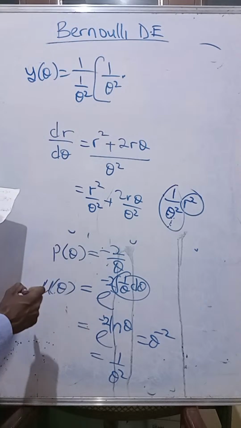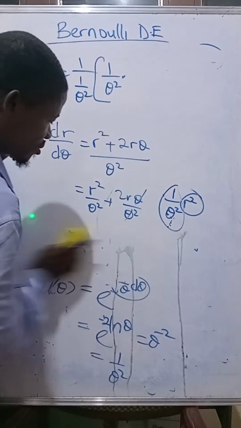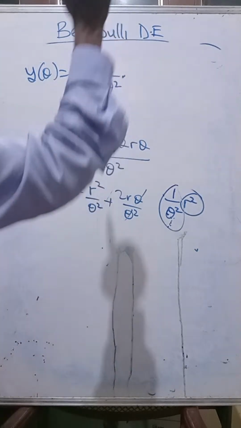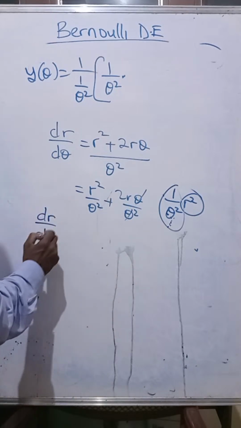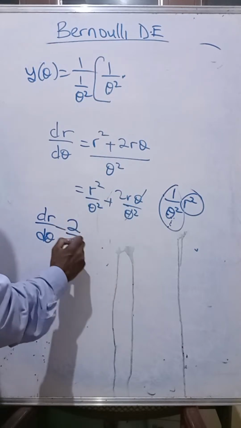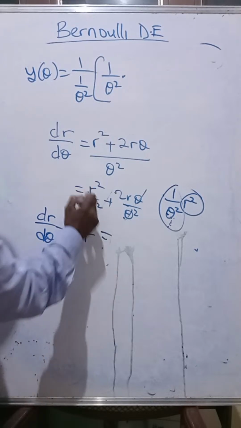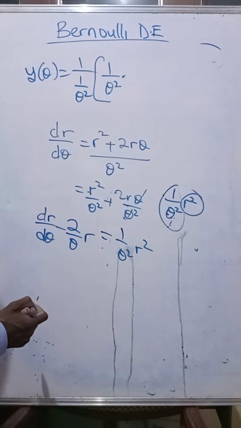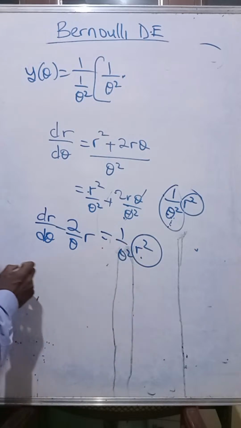So this one cancels. Then 1 moves to the other side. I don't want to make a mistake. So that will be dr/d theta equal to, moving this one to the other side, minus 2 over theta r, then equal to this one, 1 over theta squared r squared. Then we remove this one from here, and that gives r to the power minus 2.